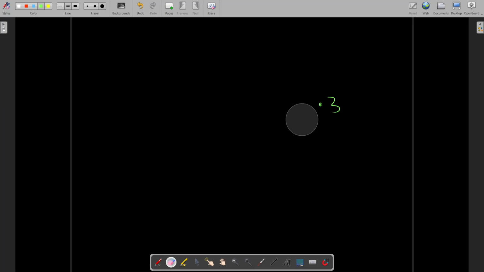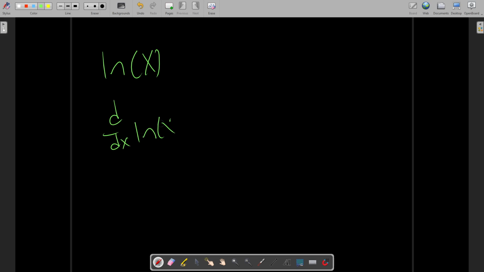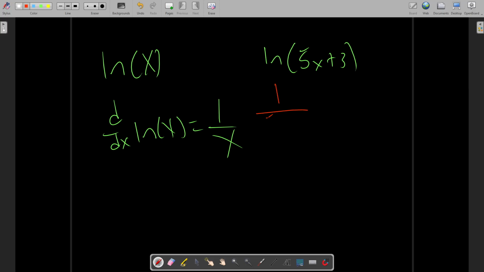Now, what is the derivative of the natural log of x? This one is also pretty popular, so you may already know this, but d over dx of ln of x is just 1 over x. Now, say for example we have something like ln of 5x plus 3. What's the derivative of this? Using the chain rule, we get 1 over 5x plus 3 times 5, which is 5 over 5x plus 3.